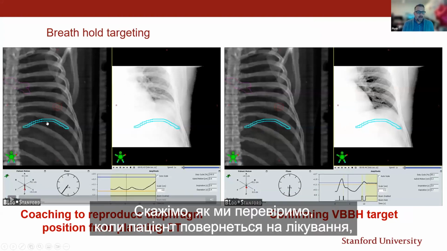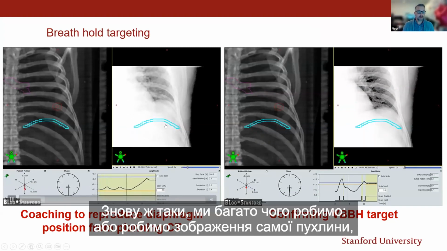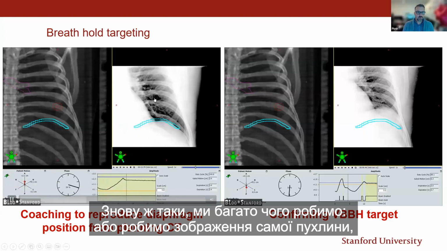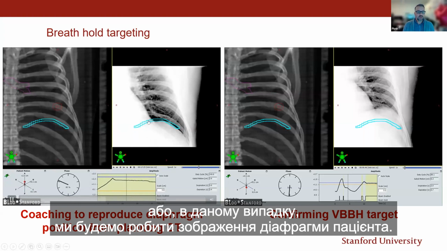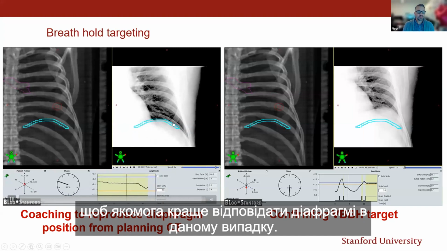So let's say, how do we verify when the patient comes back for treatment? How do we verify that the breath hold is what we planned on? So again, we do a lot of this, either image the actual tumor, or in this case, we're going to be imaging the diaphragm of the patient, and we're going to coach the patient to breathe in more or out a little bit in order to match the diaphragm as best as we can in this case.